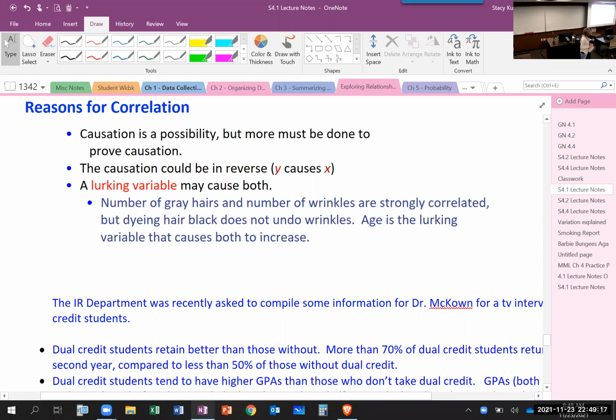This is an interesting concept. The number of gray hairs and wrinkles are strongly correlated, but dyeing your hair black does not undo the wrinkles. So in other words, age is the lurking variable that causes both of those things to increase. Okay. All right.